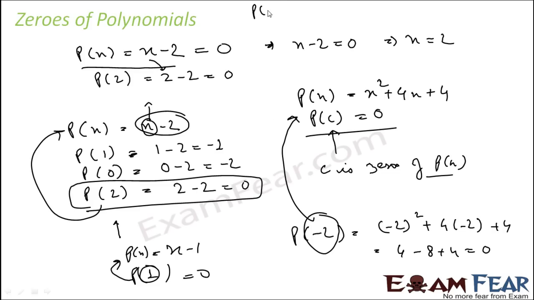So if we have, let's suppose, p(x) as x minus 5, then p of 5 will be nothing but 5 minus 5, that is 0. So here 5 is the zero of this polynomial.